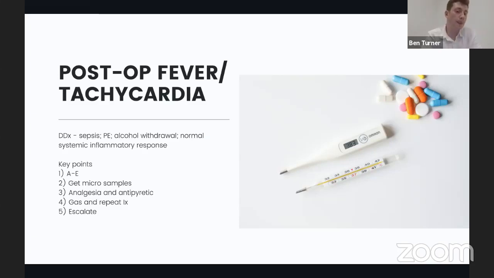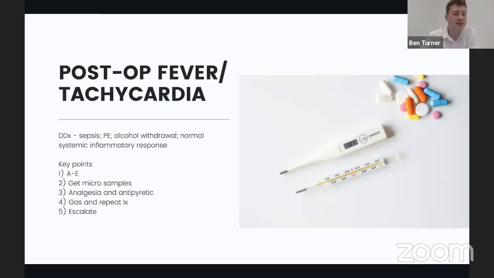But also, it's worth just bearing in mind that if it's right after the operation and it's a low-grade fever like 37.6 to 37.9, you can get the systemic inflammatory response to surgery causing that kind of phenotype. So do bear that in mind.